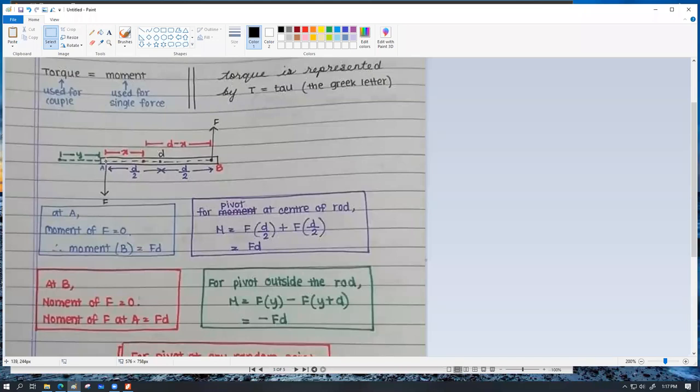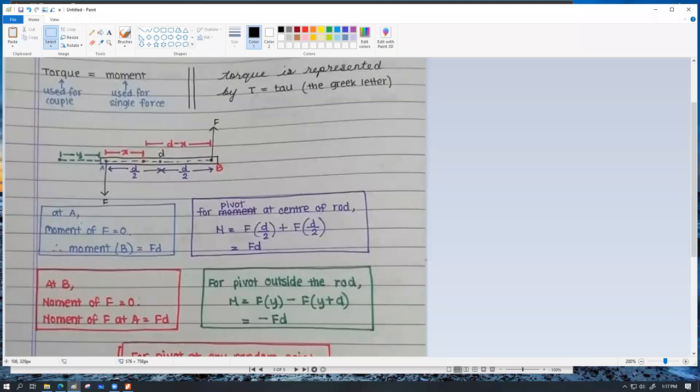which means with respect to point A, the perpendicular distance of force F is practically zero. So the moment of this force equals force into zero. You have to be careful to read this thing. This whole thing is one thing. I mean, this is not meaning F equals zero. Just don't look over here.